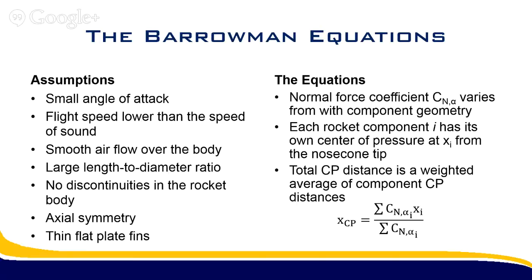So basically, if you want to find the distance of the CP from, say, the tip of the nose cone, you take the summation of that normal force coefficient times the distance and divide it by the sum of the normal force coefficients. Just a little math tip, you can't cancel out the C N alphas there because it's a summation. If there's a product, you probably could, but as it is, it's not, so you have to do each of those individually, or OpenRocket does that for you.